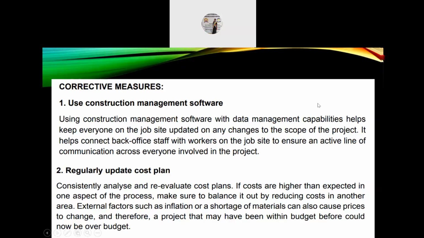Number 2, regularly update cost plan. Consistently analyzing and re-evaluating cost plans. If costs are higher than expected in one aspect of the process, make sure to balance it out by reducing costs in another area. External factors such as inflation or a shortage of materials can also cause prices to change, and therefore a project that may have been within budget before could now be over budget.